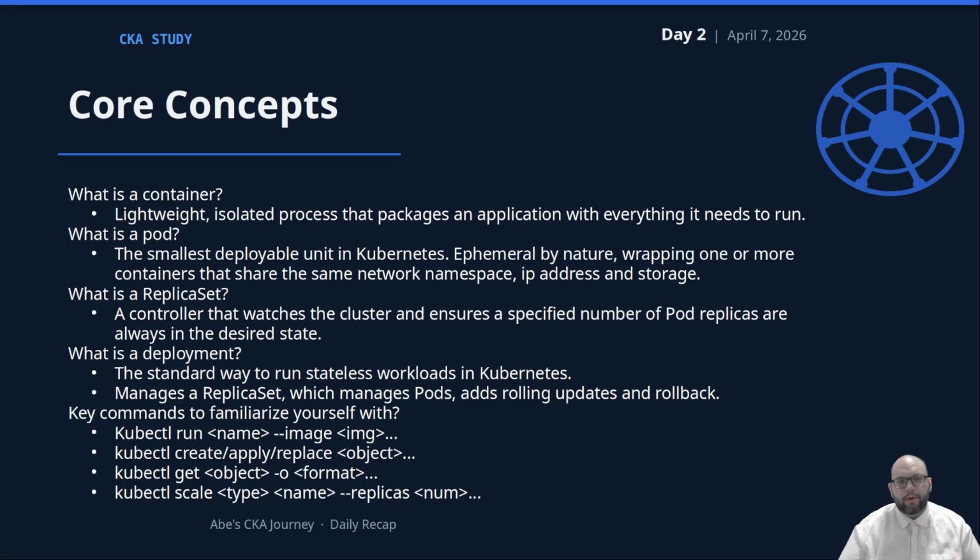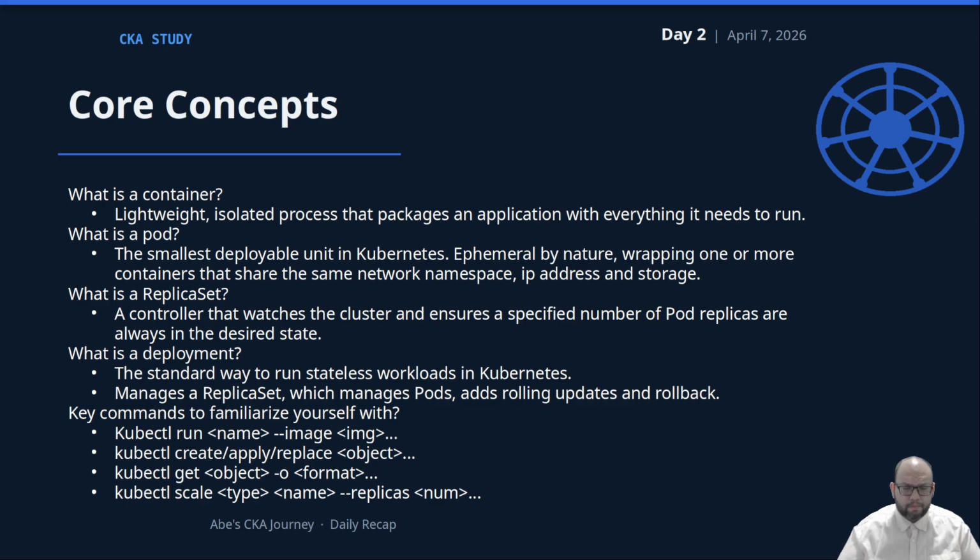So what is a container? A container is essentially a lightweight, isolated process that packages an application with everything it needs to run. And then a pod is essentially the smallest deployable unit in Kubernetes, ephemeral by nature, wrapping one or more containers that share the same network space, IP address, and storage. Now, a pod can be composed of more than one container, but a container is not a pod. So a container is a subset of a pod, essentially.